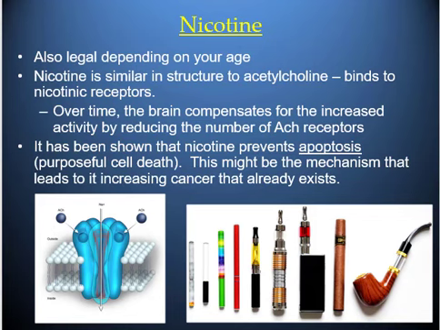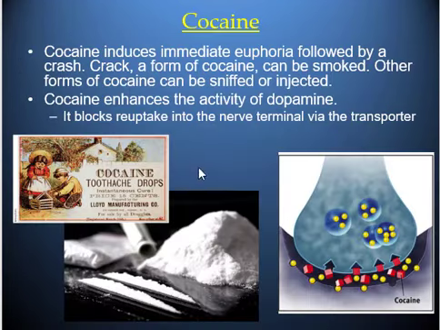Now, some of the substances that are definitely illegal would be cocaine. Cocaine induces immediate euphoria, again, followed by this huge crash. Again, cocaine wasn't always illegal, though. It used to be given a lot for pain. Again, it was given in toothache drops. A form of it, called crack, can actually be smoked. Other forms of cocaine can be sniffed or injected. Probably the most common form that people know of is the powder form that people would snort. Again, they're taking advantage of the fact that you've got those mucous membranes in your nose that you can interact with.